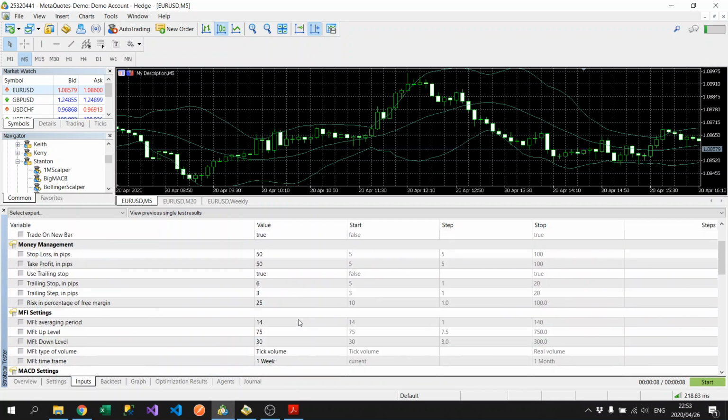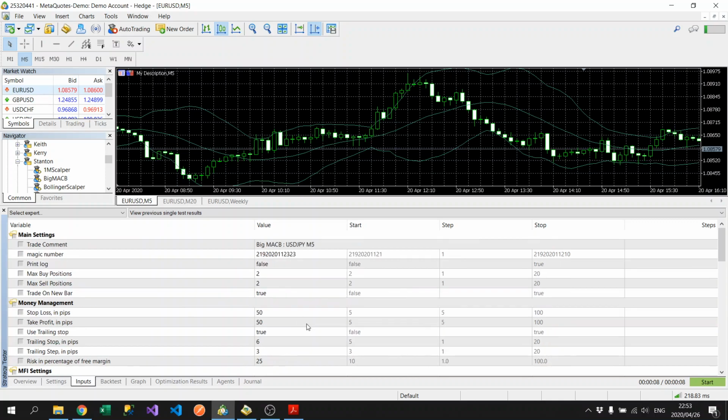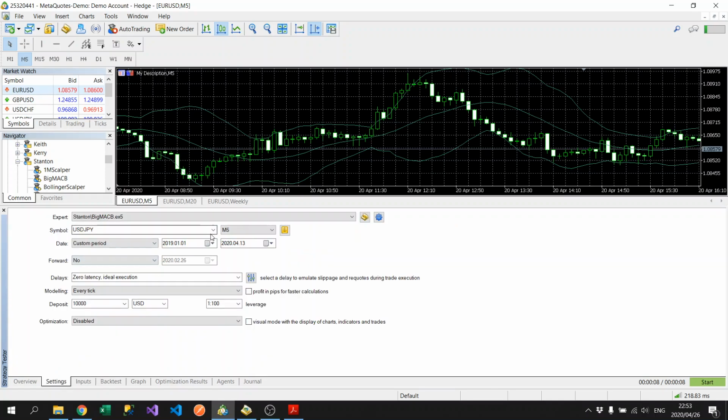Let's run some back tests for 3 different pairs. Right now we've got the USD JPY open, so let's make sure we run it on the USD JPY. I'm running it from 2019/01/01 to 2020/04/13, so basically the last year and a bit. I like to backtest for a year and a bit because markets change over time, and what I usually do when I'm running an algo live is optimize it every 6 months, basically for the following 6 months.